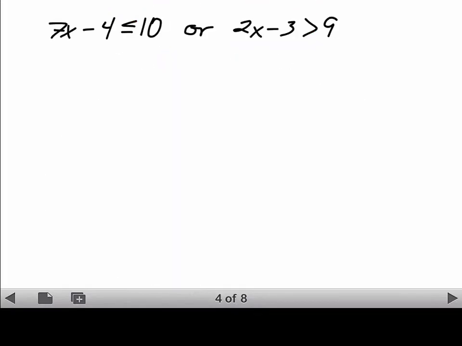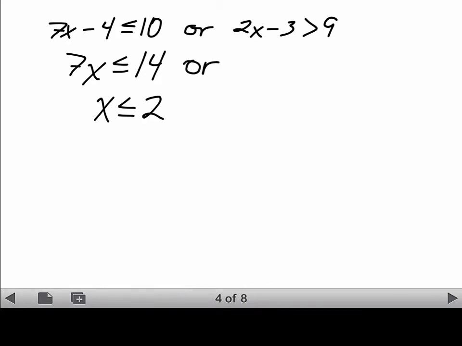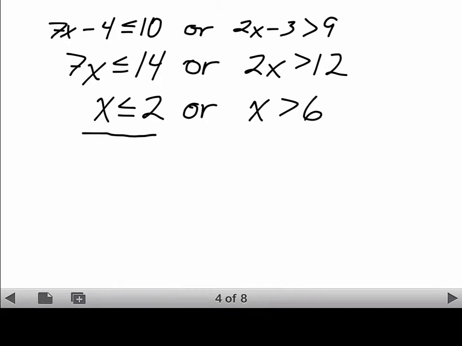Now we have 7x minus 4 is less than or equal to 10, or 2x minus 3 is greater than 9. Well, I'm going to solve as usual, which means for the first one, I'm going to add 4 to both sides to get 7x is less than or equal to 14, and then dividing by 7 gives me that x is less than or equal to 2. I'm going to keep writing the or, so I know what I have at the end, and in the second inequality I'm going to add 3 to both sides to get 2x is greater than 12, write that or again, and x is greater than 6. So we have x is less than or equal to 2, or x is greater than 6.